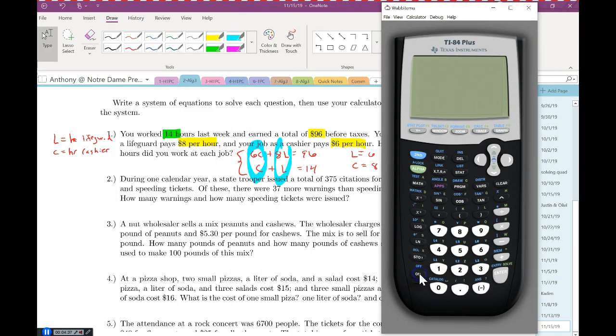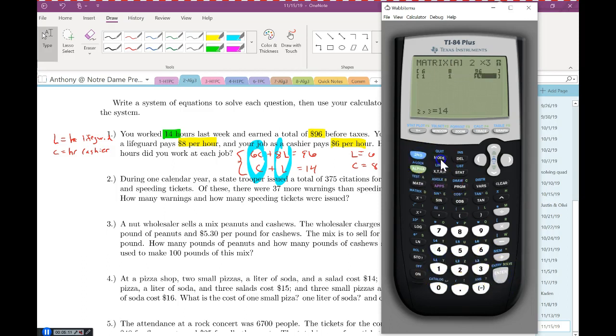So, I'm going to go turn my calculator on. I'm going to go to the matrix menu, press second, and the matrix button. I'm going to go over to the edit tab, pick one of my matrices. The matrix I need to make is a 2 by 3 because I have 2 equations but 3 spots in it. And I'm just going to type in the coefficients exactly as they appear. So 6, 8, 96, and then 1, 1, 14.